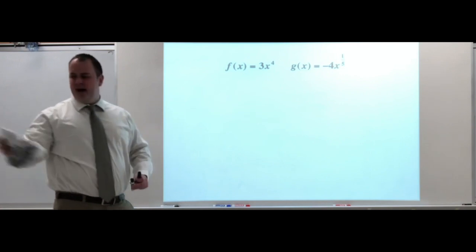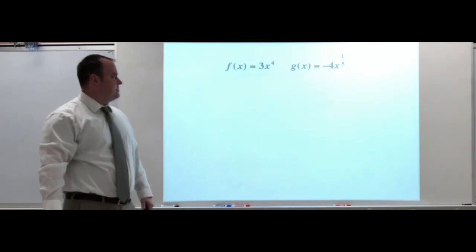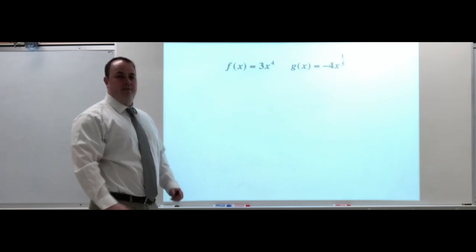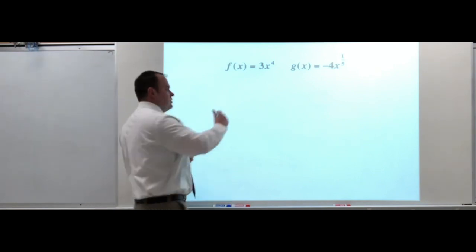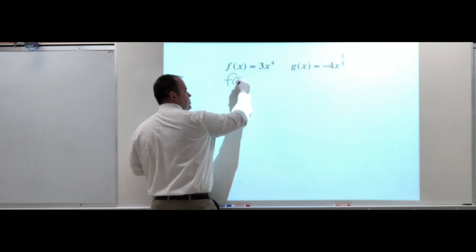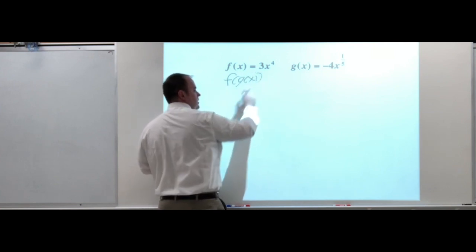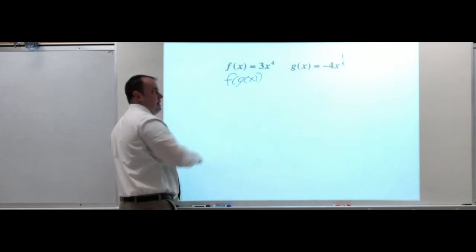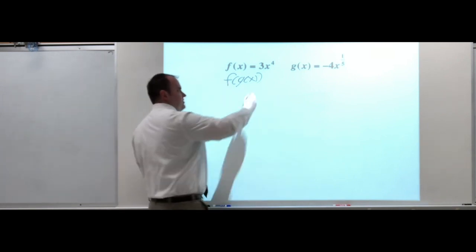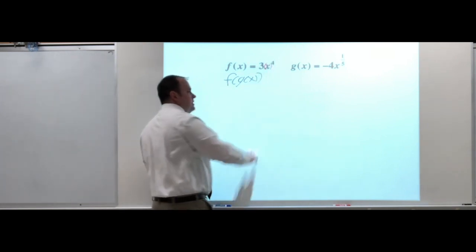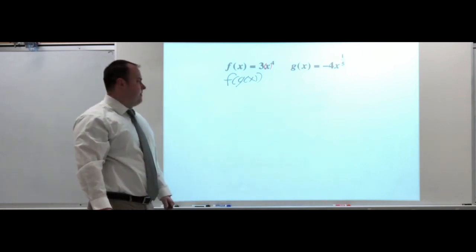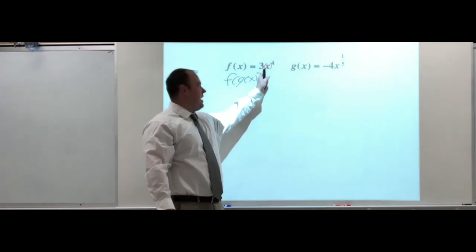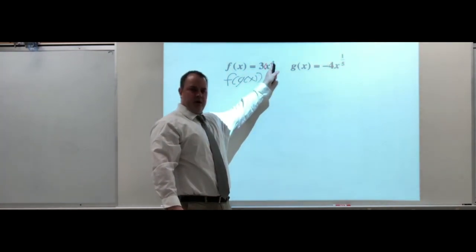Okay, so here we have f of x is 3x to the 4th. g of x is negative 4x to the 1/5. So we have f of g of x. So taking the g, plug it into f. Now this time, when I put parentheses around this x there in the f function, I really gotta look. There's a 3 that I'm multiplying by and a 4 that's an exponent.